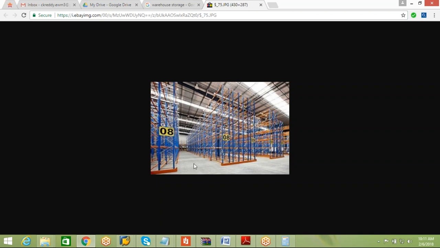Say for example, here my cursor is moving. What is this yale number? 08. If I go here, 09. Maybe on the left side we have 07, 06, 05, 04, etc., and on this side 10 and so on. If anybody asks me to go to one bin in yale 9, straight away I can come here and go to this yale. Yale is nothing but a free space between two racks. This is the yale.